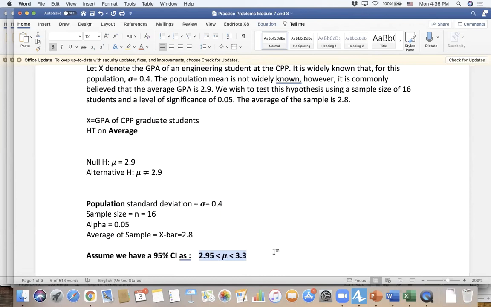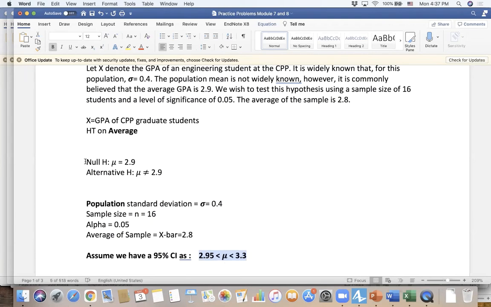I would say with 95% confidence, the unknown mu, the mu that I don't know, falls somewhere in this interval. That's what this confidence interval is. I don't know the average GPA of CPPS students. That's the unknown. However, this confidence interval tells me this average that you don't know falls somewhere between 2.95 and 3.3, with 95% chance.